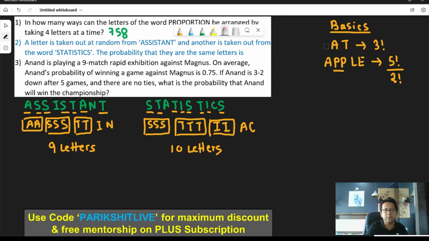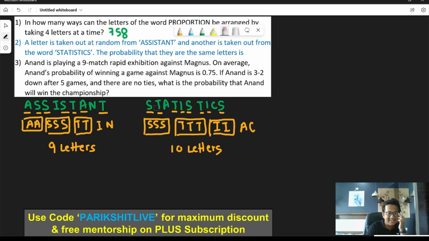Now think about it. The probability that they are the same letter. You need to pick one letter from the first word and another letter from the second word. So first identify the same letters. The common letter can be an A, an S, a T, or an I. So there are 4 common letters. N is not common, and C is not common. So common letters could be A, S, T, and I.